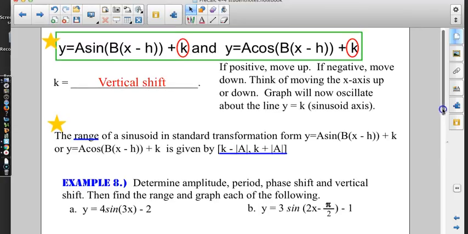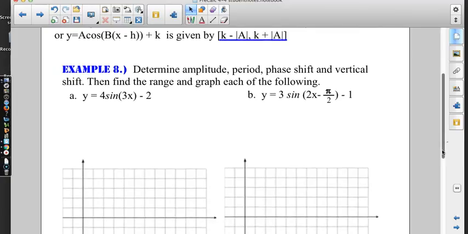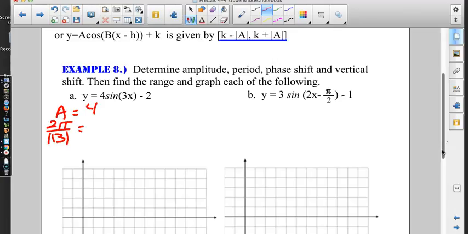So this says we're going to determine amplitude, period, phase shift, and vertical shift. Find a range, a new piece, and then we're going to graph it. We're going to continue with the graphing piece here. So let's just do these the way they said. A is 4. Period. 2 pi over b. What's b? 3. So 2 pi over 3 is our period.